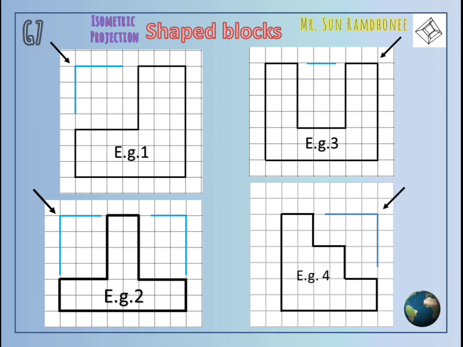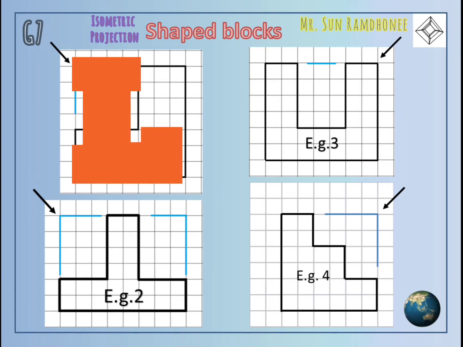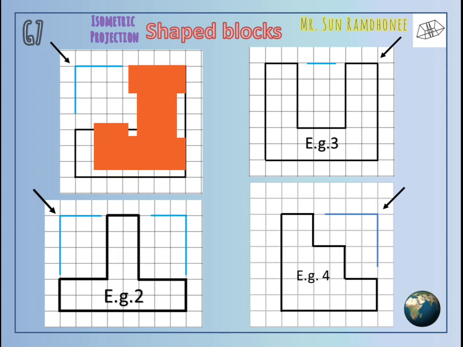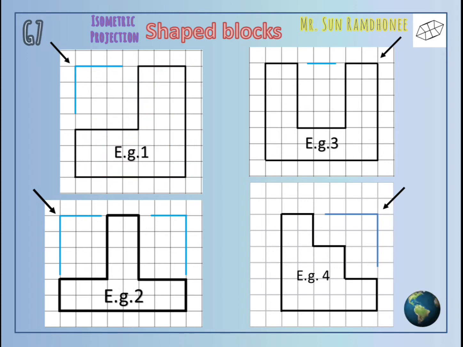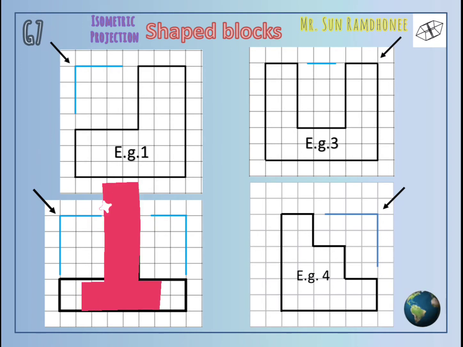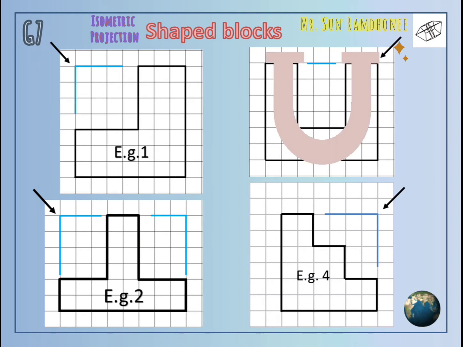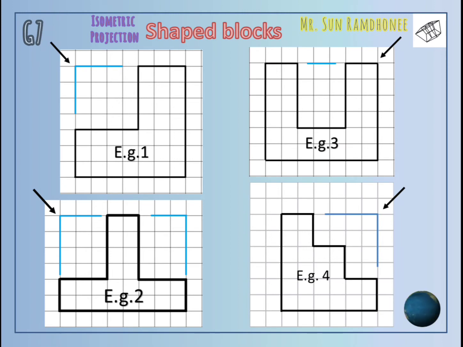For example, the first one, you see an L which is mirrored. You see example 2, which is the form of a T which has been inverted, and you have example 3, which is the form of a U, and finally you have example 4, which looks like a stair. How do we draw these?